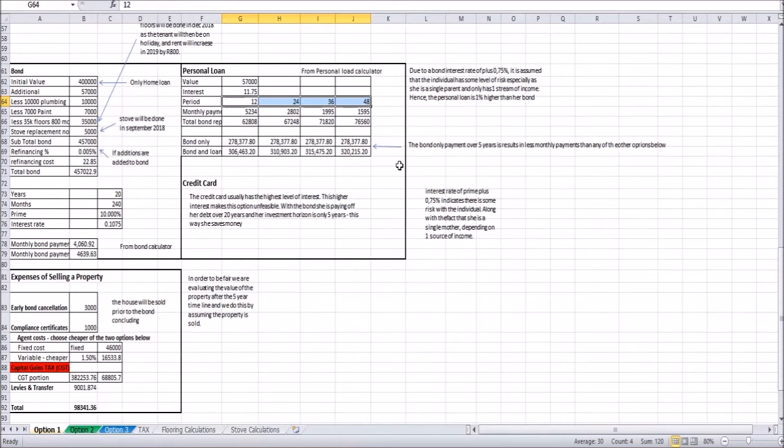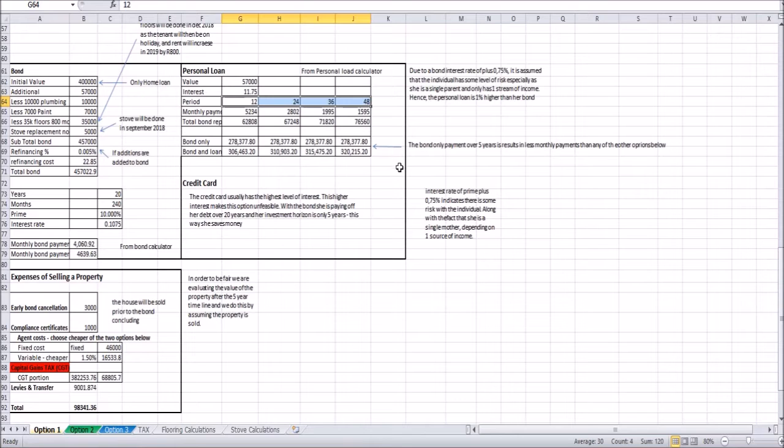We can also look at a credit card option, but we can disqualify this off the bat, as credit cards have a much higher interest rate of around 20% plus. Because we only have a 5-year horizon and because it is the most feasible option, the best is if the client takes a 20-year bond to pay off her debt, but then only uses this bond facility for 5 years out of the 20.